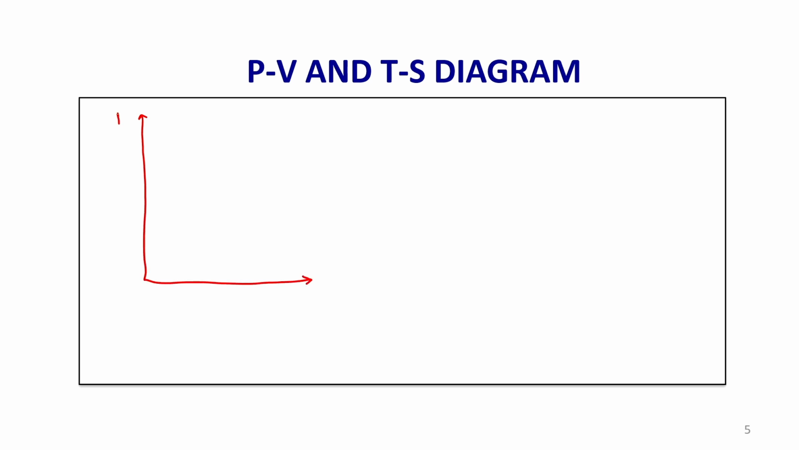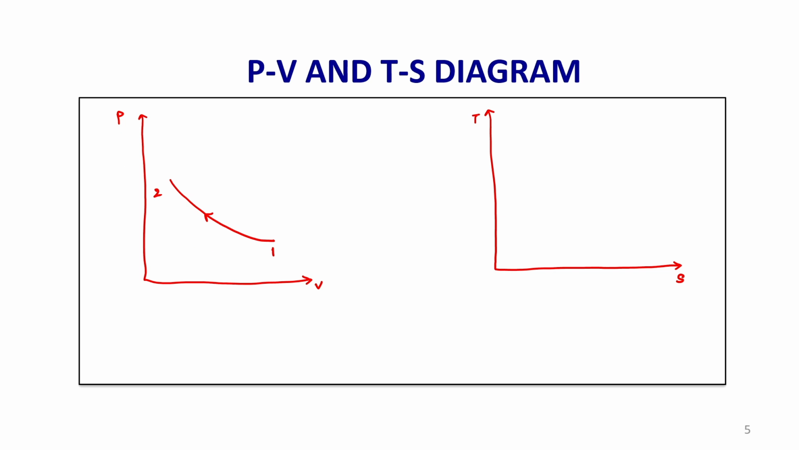This is pressure, this is volume. Let me plot the TS diagram also simultaneously. Temperature, entropy. Now the process 1 to 2 is isentropic compression. The volume decreases from V1 to V2, pressure increases from P1 to P2.